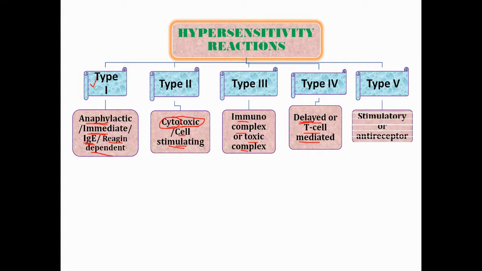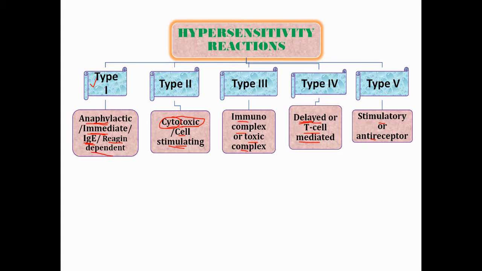Coming to the type 5. Type 5 is also known as the stimulatory or anti-receptor. It stimulates something, and it is also known as the anti-receptor. These are the various synonyms for the 5 types of hypersensitivity reactions.